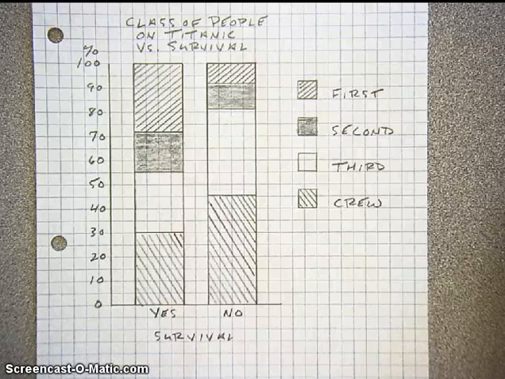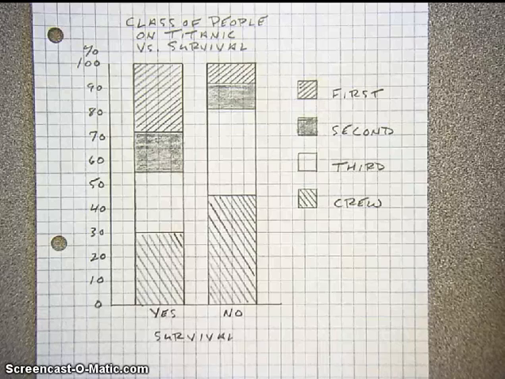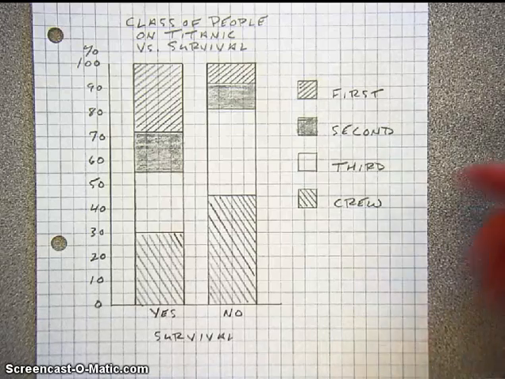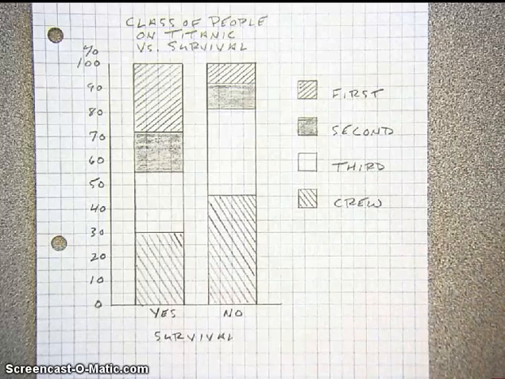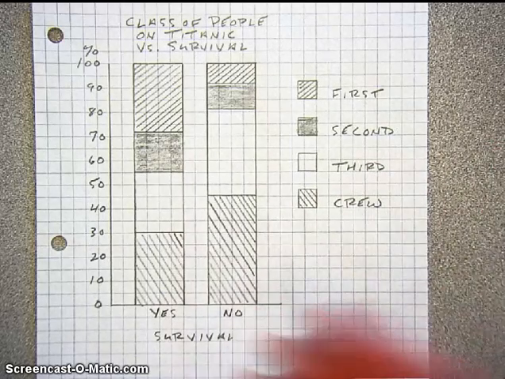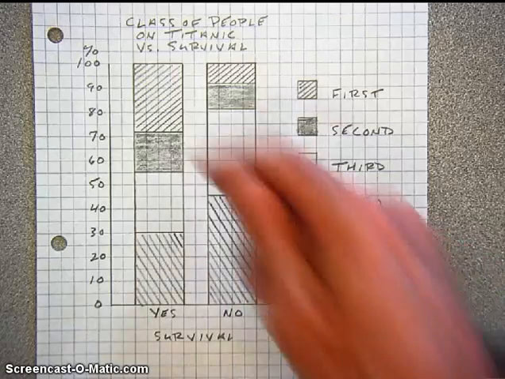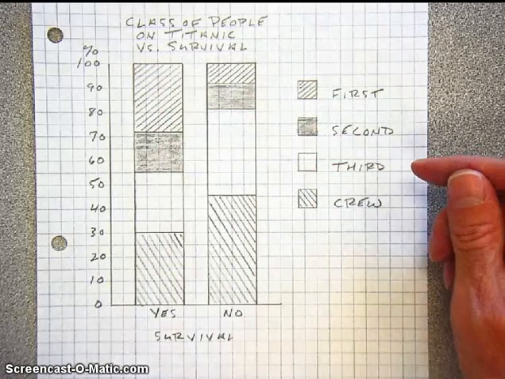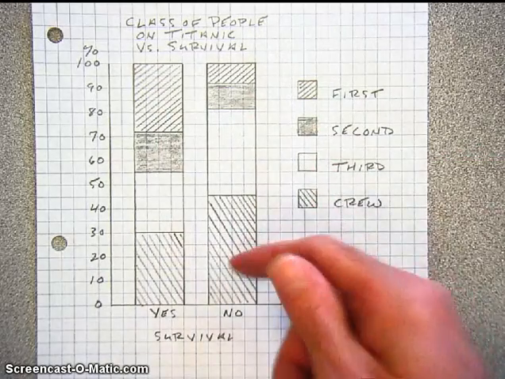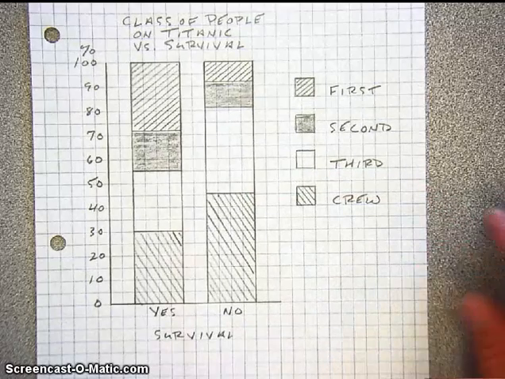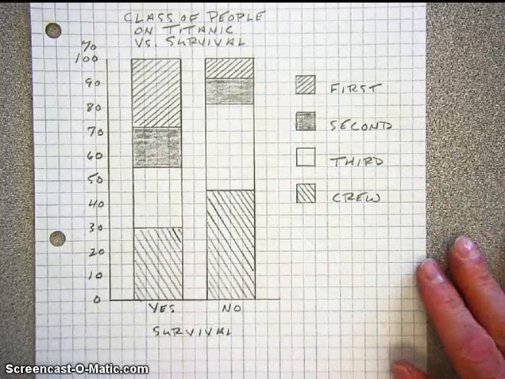And people have made a big deal about this for many, many years. The Titanic sank over 100 years ago, and people have been talking about this ever since. And you've seen many movies about this. This would show an association between class and survival. It looks like first-class passengers had a better chance of surviving, and crew and third-class passengers had a worse chance of surviving in this situation.